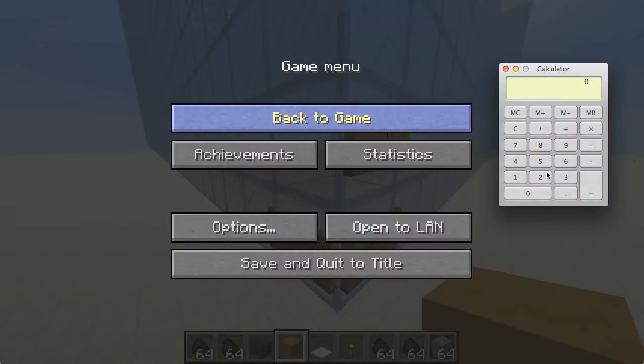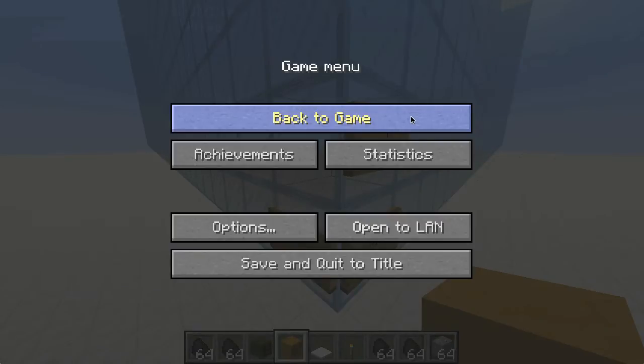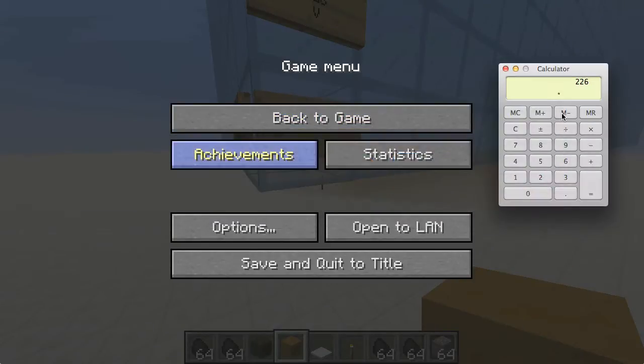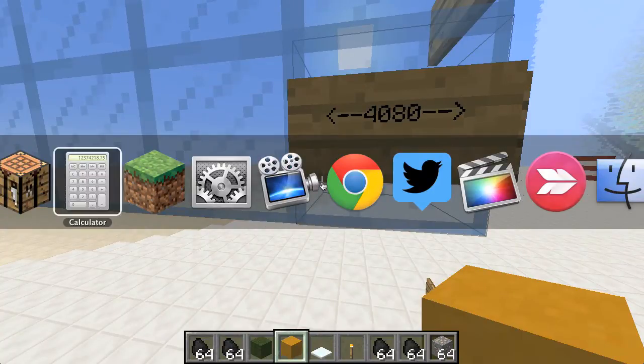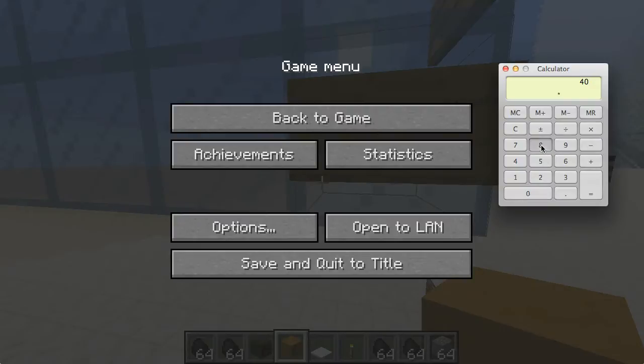226 times 340 times 340, and then times again 4080 times 4080 equals... let me just make sure I say it right. So that looks like 313,507,200 cubic meters of water in Windermere, which is a lake. So there you go.